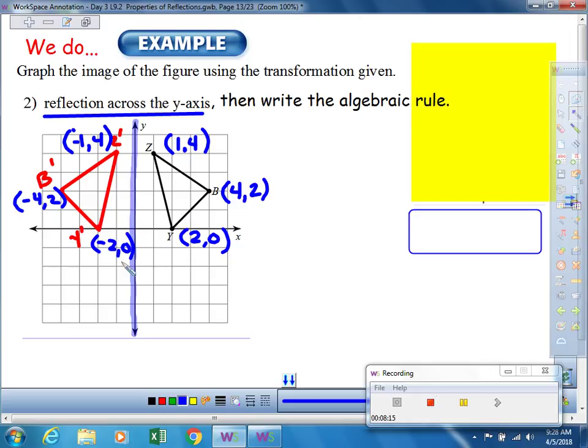So, talk to your shoulder partner. What do you notice when we look at one ordered pair from the pre-image to the image? Okay, go.